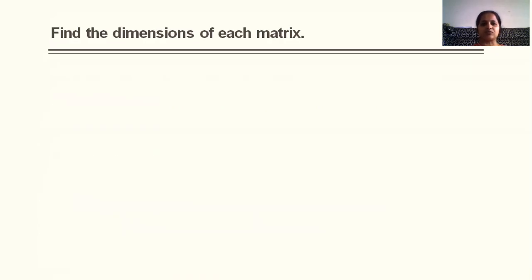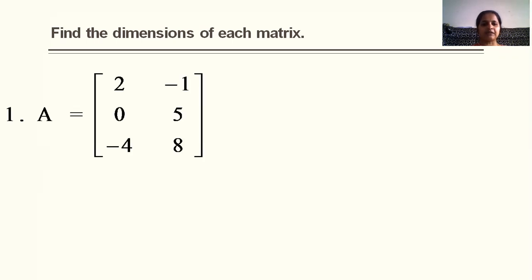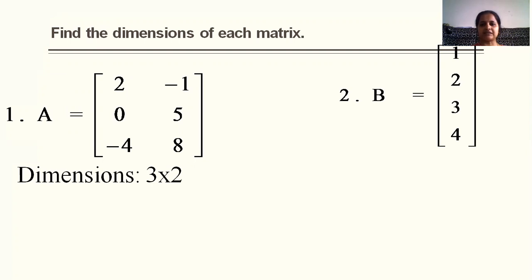Find the dimension of each matrix. So now we will see an example of how to find the matrix dimension. Here you can see how many rows are there in this matrix A. There are 3 rows and 2 columns. So the dimension of the matrix becomes 3 by 2, that is 3 rows by 2 columns. Next you can see there are 4 rows and 1 column. So 4 by 1.